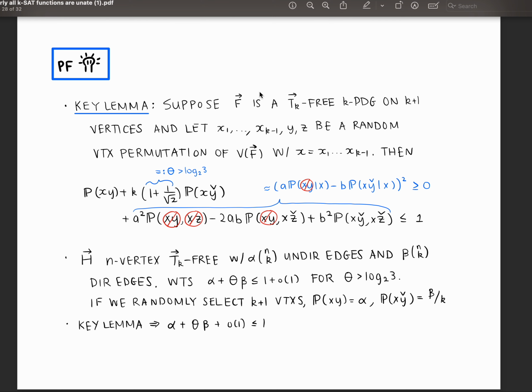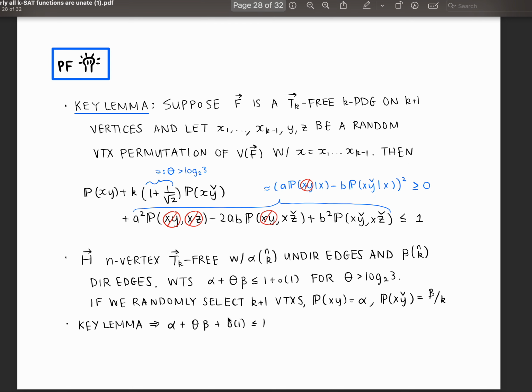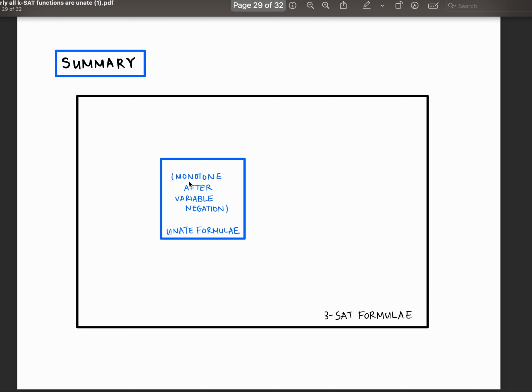And then by sampling, if we have a bigger n-vertex TK-free graph, we can randomly subsample k plus 1 vertices and apply this key lemma, and we can use that to determine this theorem that the fraction of undirected edges plus theta times the fraction of directed edges is at most 1 for theta equal to 1 plus 1 over root 2, which is strictly bigger than log base 2 of 3.